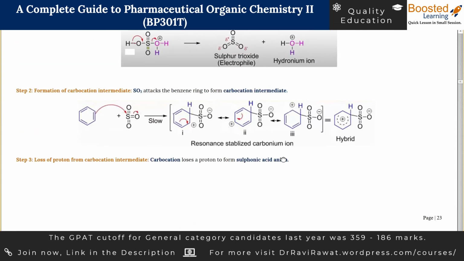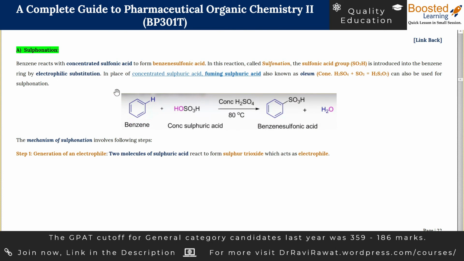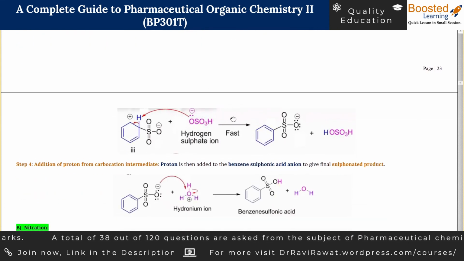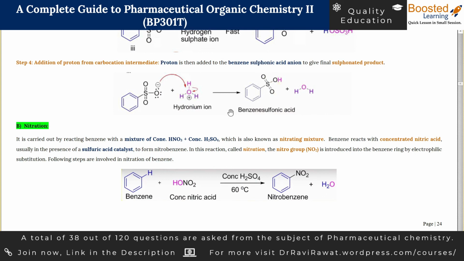So this was your sulfonation reaction. I hope you were able to read it out, that this is the sulfonation reaction and all the elementary steps of the mechanism have been discussed. So this way we are going to cover all the electrophilic substitution reactions of benzene. So the next reaction is going to be nitration. So see you in the next session.